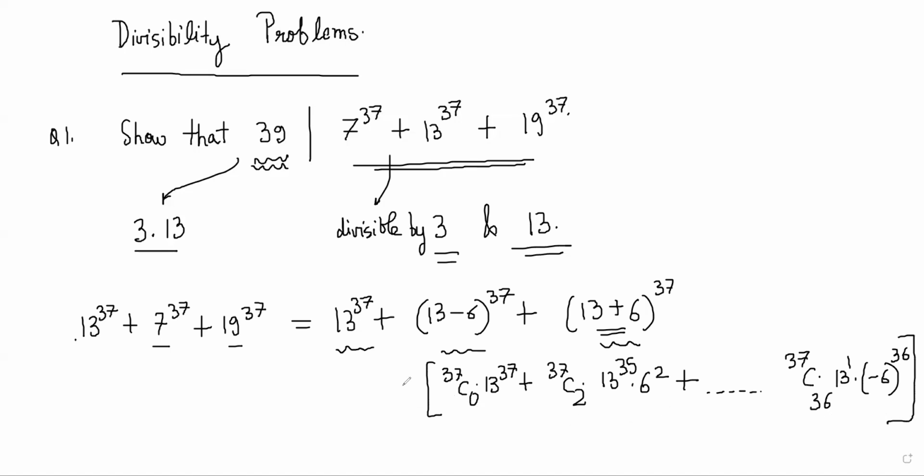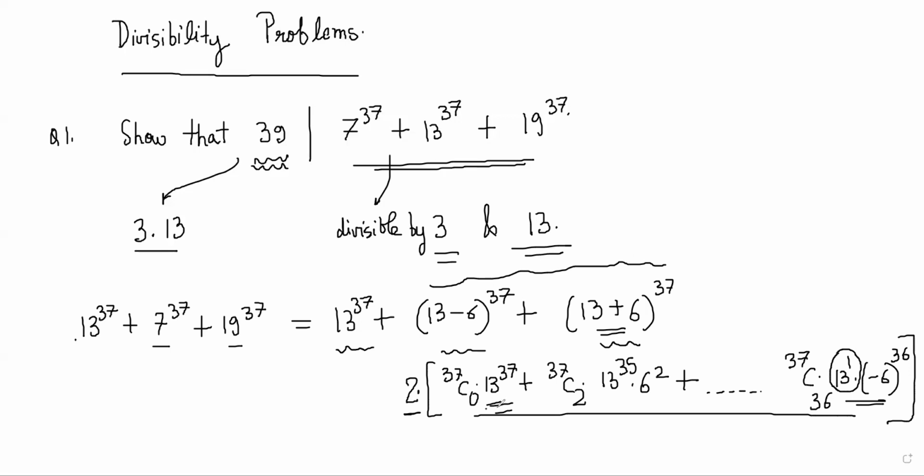This stuff is left with a double, so twice of this. That is the expression that we get when we add these two, right? You can see clearly here that every term is divisible by 13. Even the last term here has a factor of 13, and this term definitely has many factors of 13. It's 13 power 37. So the sum of this and this is definitely divisible by 13, and 13 power 37 is already divisible by 13. So what we have shown is that 13 divides 7 power 37 plus 13 power 37 plus 19 power 37.